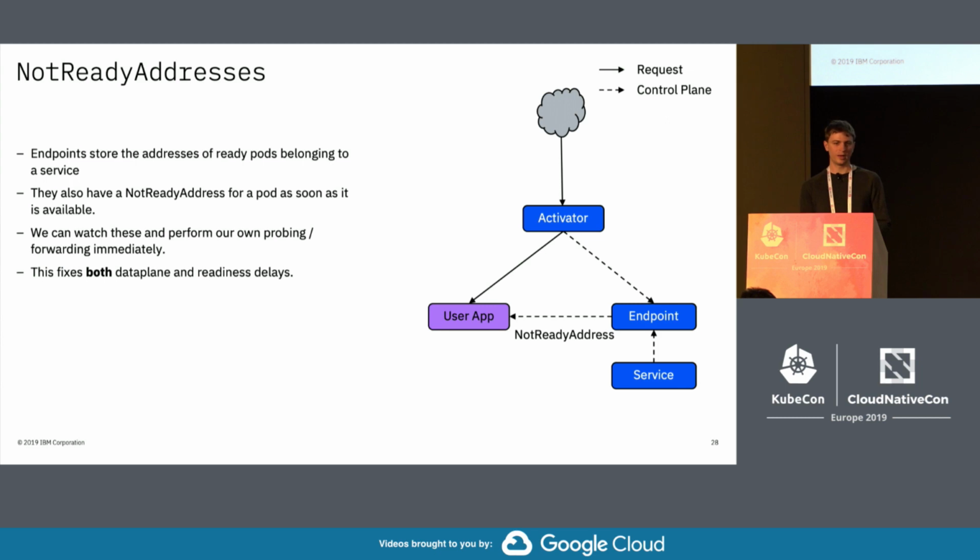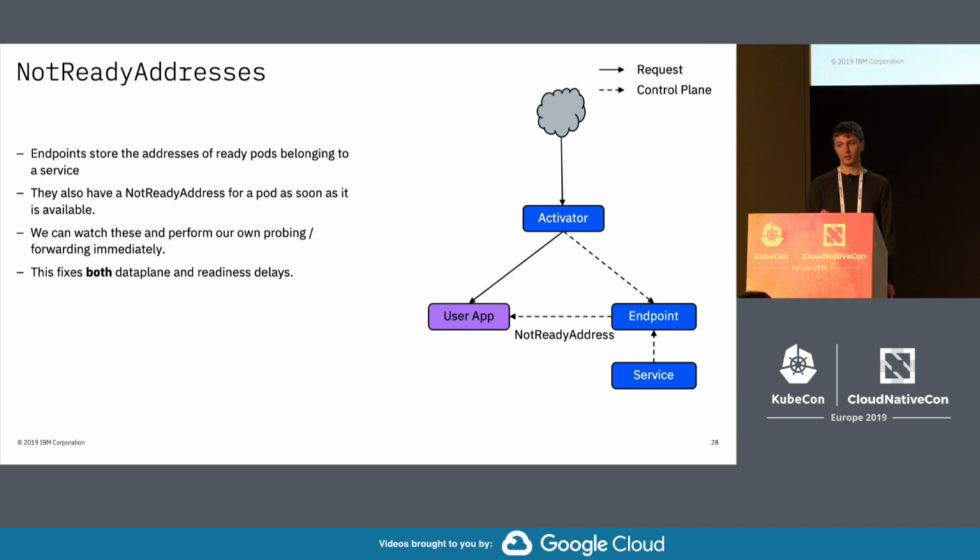Well, in addition to that, these endpoint objects which hold this set of addresses also have a block called not ready addresses, which are very useful for us because they're, as the name says, a set of pods that are not yet ready, but it's the networking information for them if you did want to talk to them. So what we can do is watch this, because in Activator, as I mentioned early on, we're watching the endpoint object to know when a pod becomes ready already.